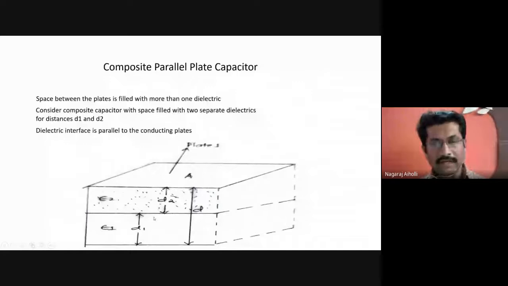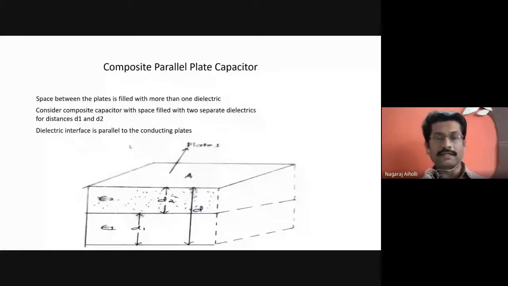The boundary is at a distance of d1 for epsilon 1 and a distance of d2 for the permittivity of the media epsilon 2. The area of the plates is A, the same for both. The distance from the upper plate to the lower plate is D. The space between the plates is filled with more than one dielectric. That is why it is called a composite parallel plate capacitor.